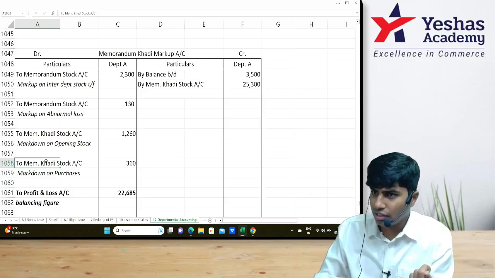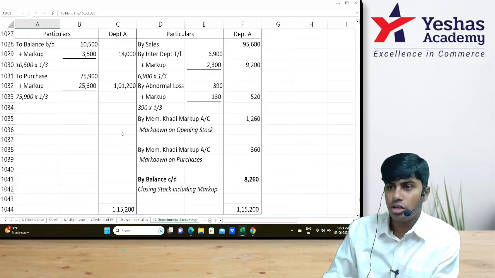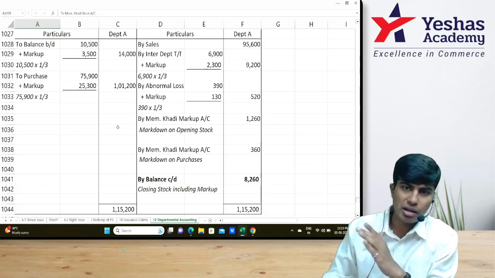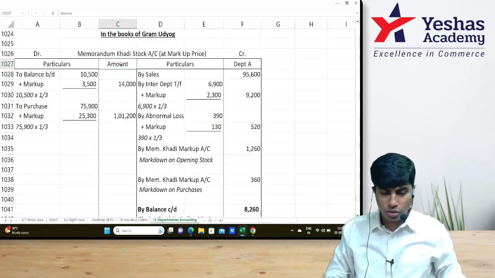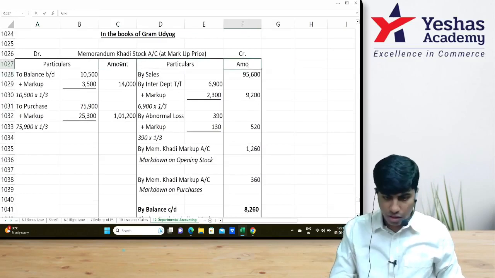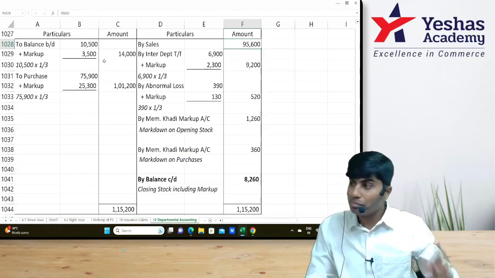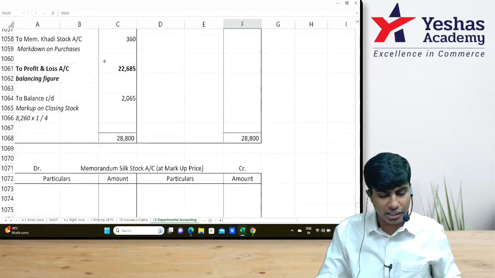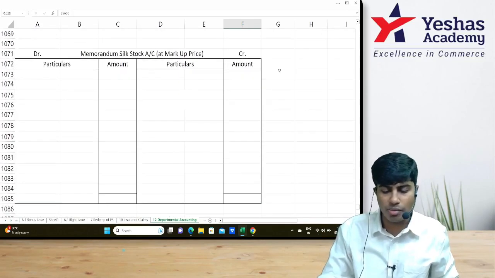Shall I tell you what they have done? Markdown, they have not written here. So there will be a difference in this ledger. That difference will be transferred to P&L. And they have a difference in the markup account also. On a personal front, I can tell you very openly that is wrong. That is not the correct method. But the net answer will still be the same. You can compare it at the end. In fact, I'll also show it for you to compare. But for now, let us start with our memorandum silk account.